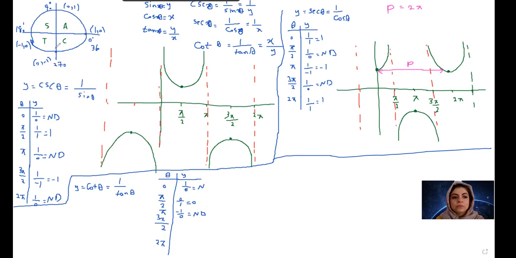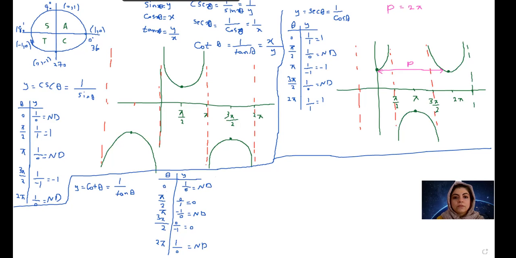3 pi over 2 is 0, negative 1. 0 over negative 1 is 0. For 2 pi or 360, it's 1, 0. 1 over 0, which is not defined. Whenever you have 0 in the denominator, it's not defined, and it's going to be your asymptote.